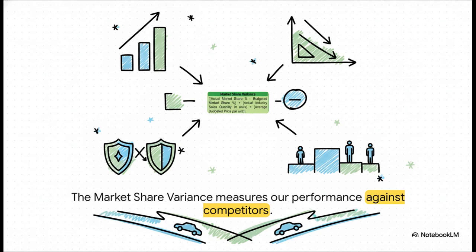The formula here isolates the financial impact of us gaining or losing ground against our direct competitors. It takes the actual market size, multiplies it by the change in our market share percentage, and then by the average price. This tells us, black and white, did we win or lose against the competition?